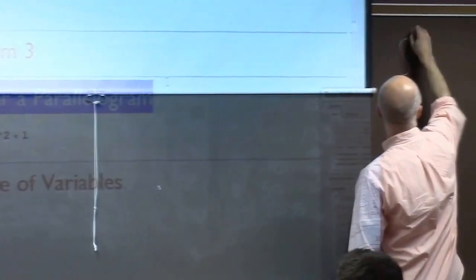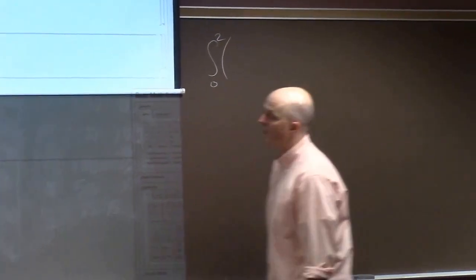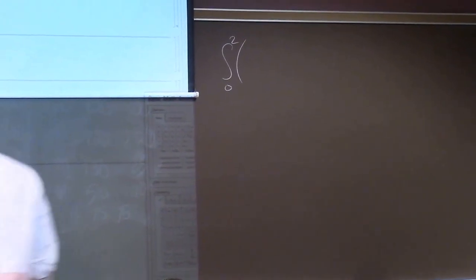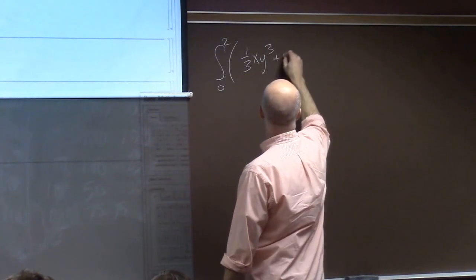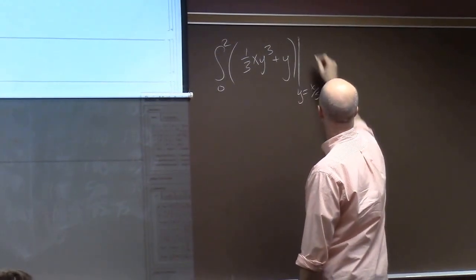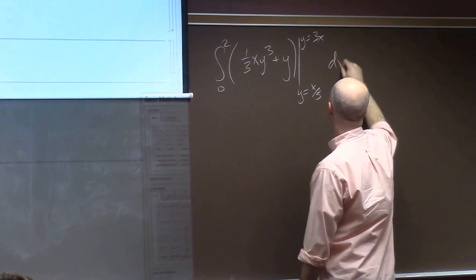The outer integral is x going from 0 to 2. Do the inner integral, integrate with respect to y. And here you're going to get a 1/3 xy cubed plus y. Y goes between x over 5 and 3x. It's good to emphasize that it's y that's doing that.